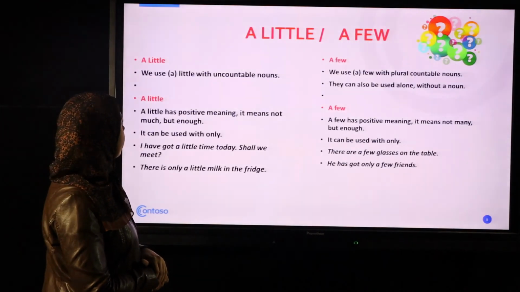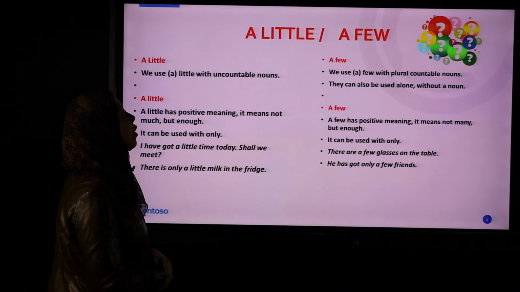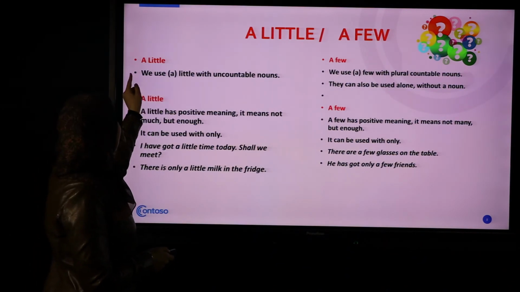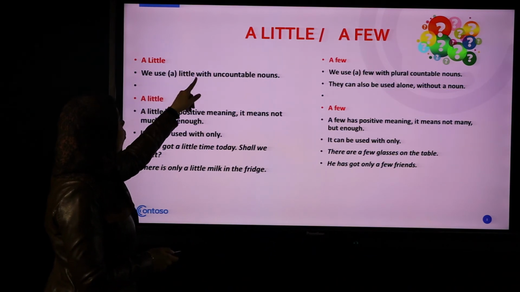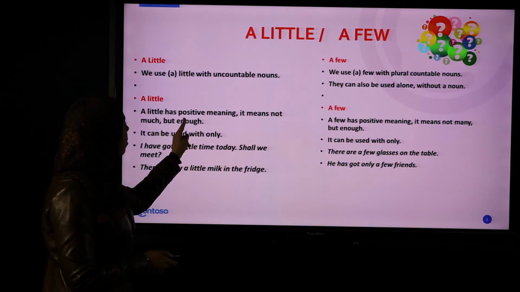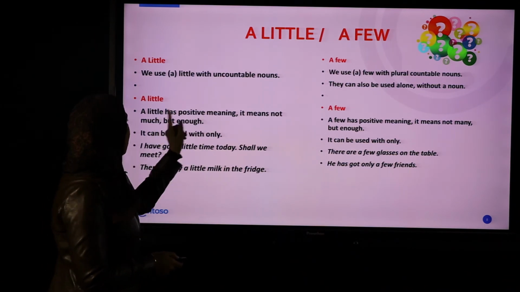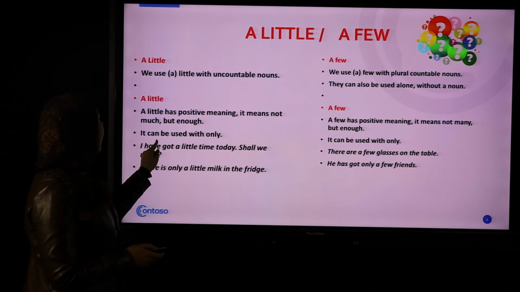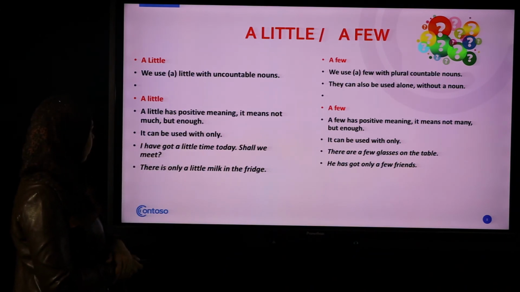Let's go to the other one. A little and a few. Let's start with a little. We use a little with uncountable nouns. A little has a positive meaning. It means not much, but enough. It can be used with only.